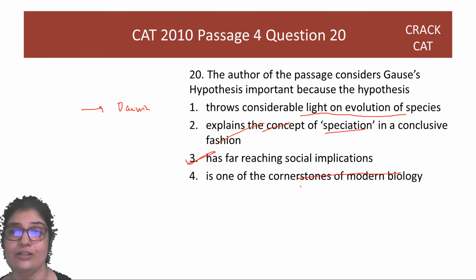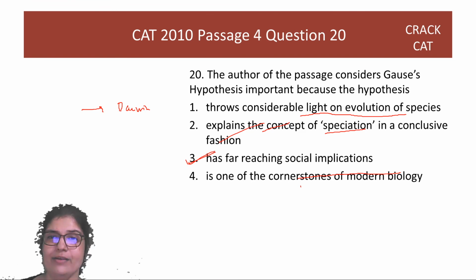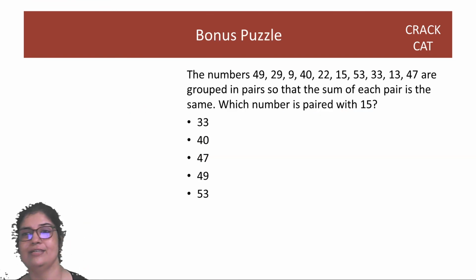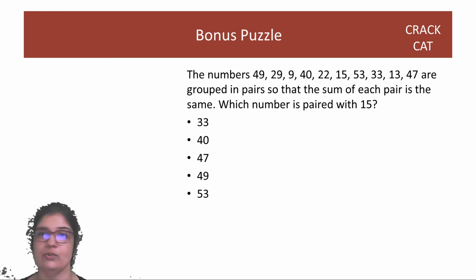So great. I hope you have enjoyed today's session. As I said, this was more difficult. You had to read between the lines, and it was difficult to read the lines themselves. How will we read between the lines? So anyway, before we move on, the puzzle. You have these numbers and they're grouped in pairs so that the sum of each pair is the same. Which number is paired with 15?